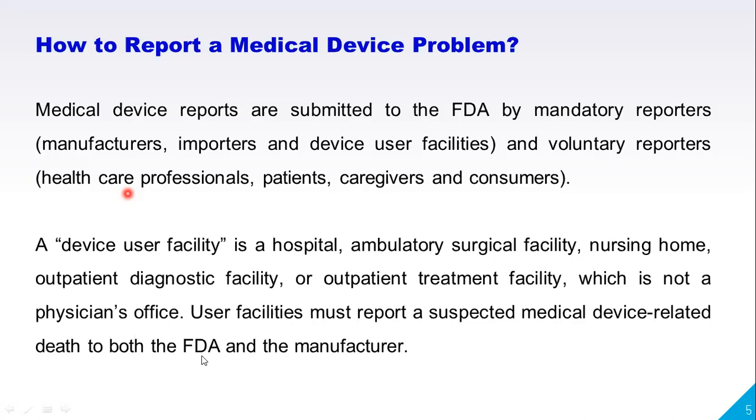So if the user facility wants to lodge a complaint, it must submit its report to the FDA as well as to the manufacturer. At the same time, the manufacturer will simultaneously analyze where the problem actually happened, right? So they have to lodge a complaint both to the FDA and to the manufacturer, right? Clear about the definition of a device user facility?